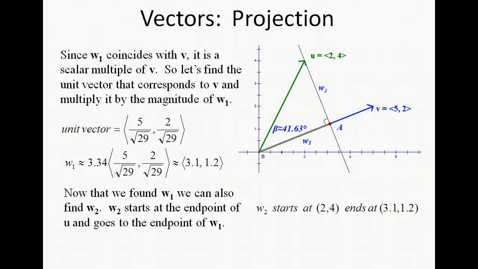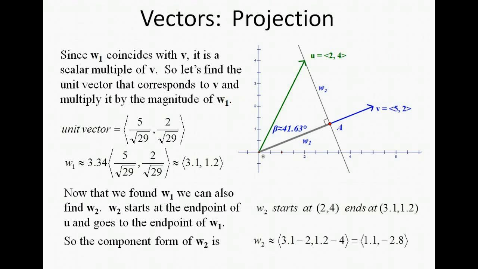Now that we found w1, we can also find w2, which is the distance between vector u and vector v going perpendicular to vector v. w2's starting point is at the endpoint of u, so it starts at 2, 4, and goes to the endpoint of vector w1, which we found to be 3.1, 1.2. So now all we have to do is take w2 and put it in its component form. So subtracting the x values and the y values, we get that w2, if we had drawn it starting at the origin, would be at 1.1, negative 2.8. So basically we have found the projection of u onto v.